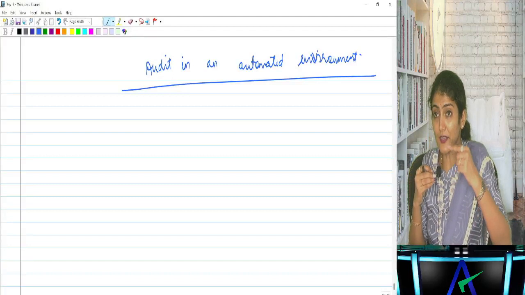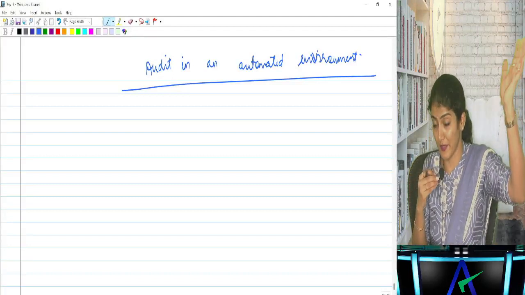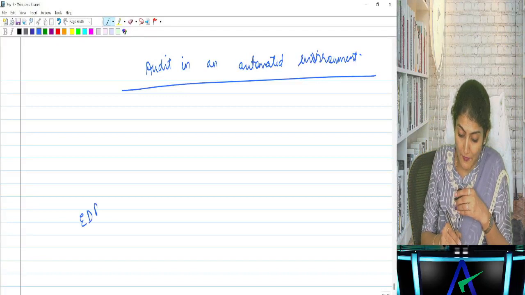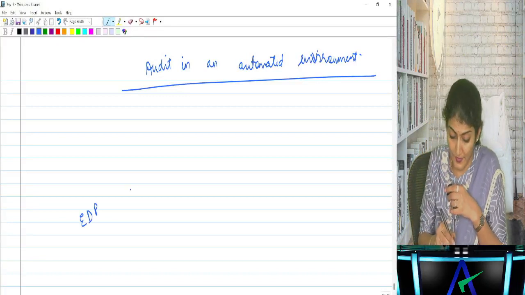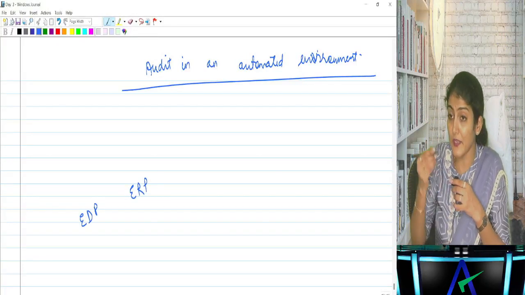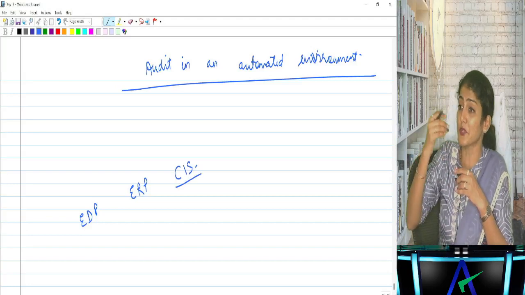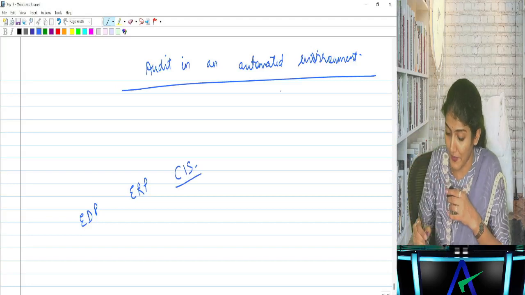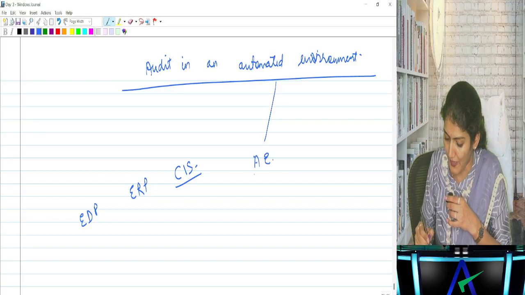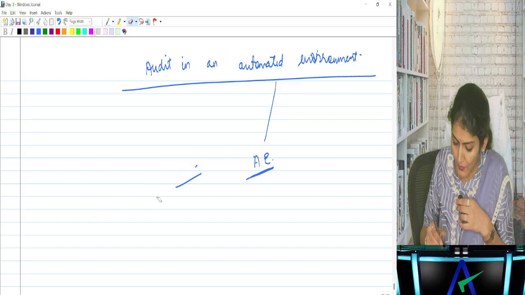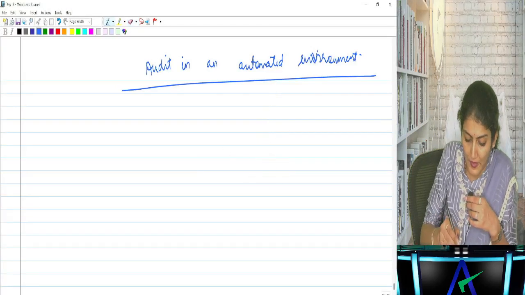And also audit in an automated environment, right? So earlier this chapter used to be, a long time back, EDP environment, electronic data processing. Then it became ERP, enterprise resource planning. Then it became CIS, audit in the computerized information systems environment. And today what we have is the automated environment, right? So the audit in an automated environment.